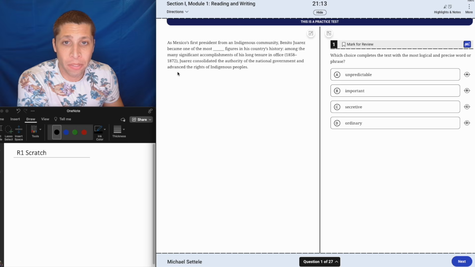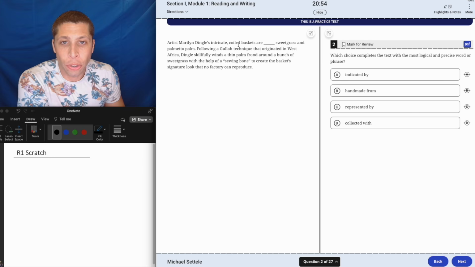As Mexico's first president from an indigenous community, Benito, I know this name, this is also from a question I've seen before, became one of the most blank figures in his country's history. Among the many significant accomplishments, he consolidated authority. So I need a word that means significant, important. There you go, repetition.